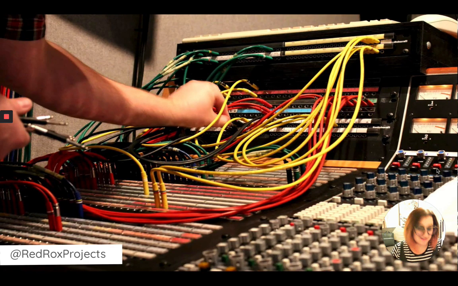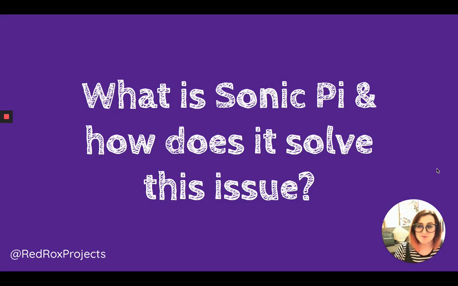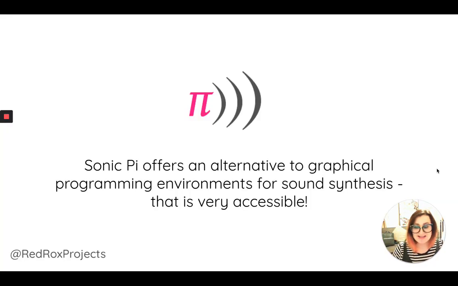And this is how I see that they crossed over into a visual graphical interface. But I want to talk about something different today, and that's using code to write music. So what is Sonic Pi, and how does it solve this issue of, oh, that's a bit much to get started? Well, Sonic Pi is an alternative to these visual programming interfaces, and you can create sound synthesis and more inside of it. And it's really accessible in terms of the language it uses, the objects that have been created for it, and how it's been built.